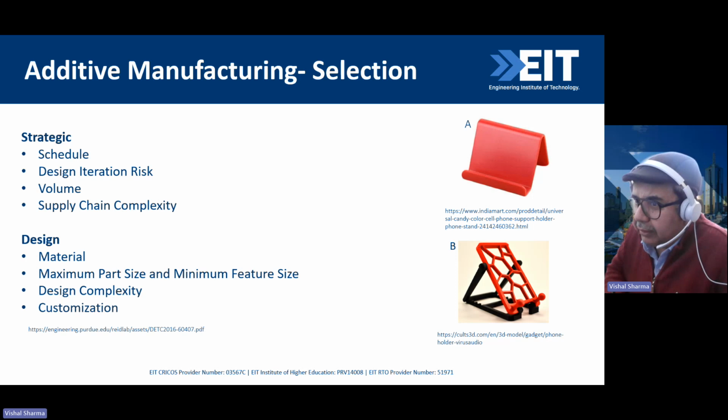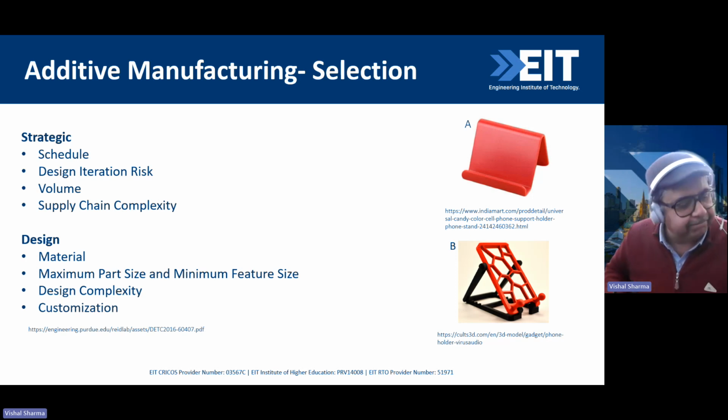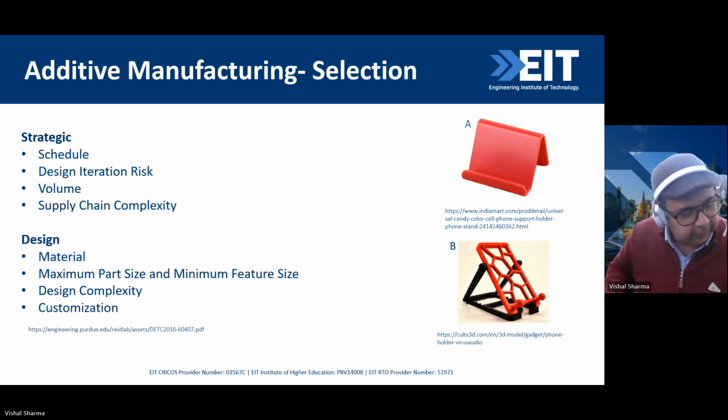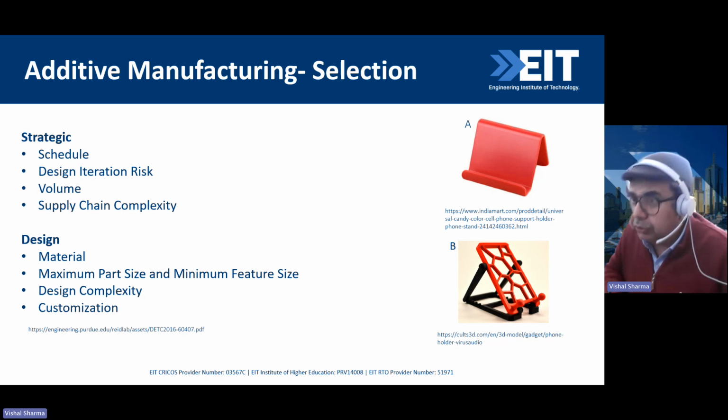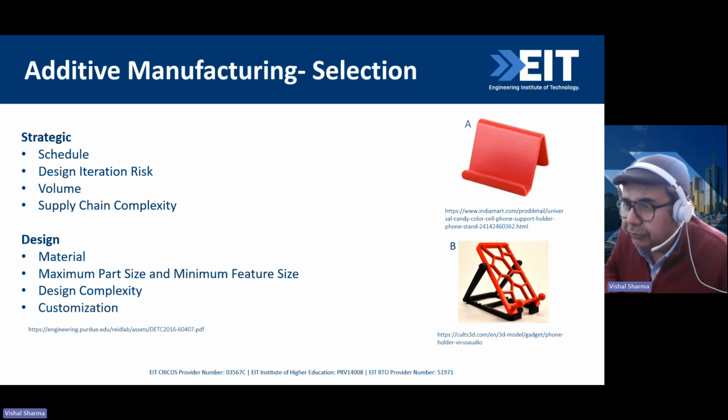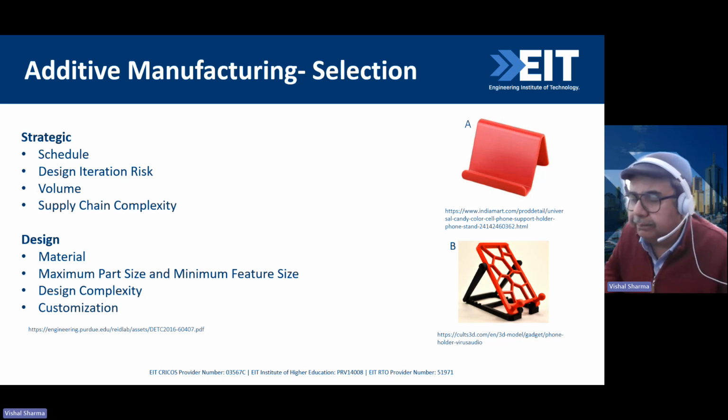What you see here, I have taken from a very good paper from Purdue University. They have given a nice technique, a scorecard, to decide if a particular product is a good candidate for 3D printing or not. They have given nice guidelines. You can go through this paper, and then you can take a decision whether to make a particular part on 3D printing or not.